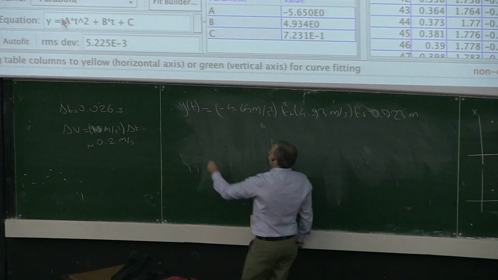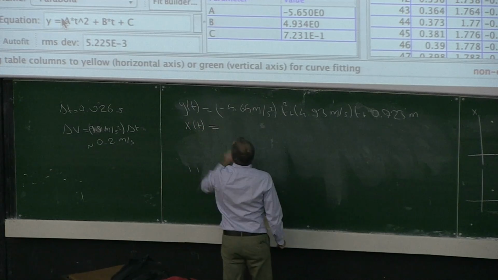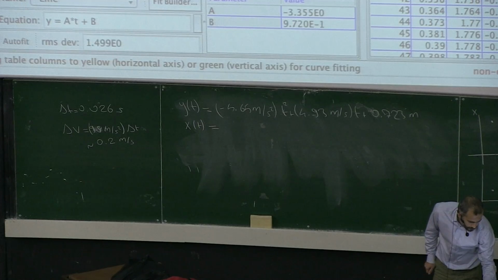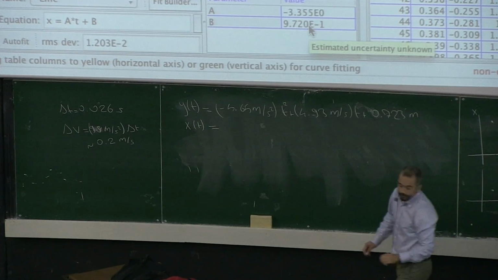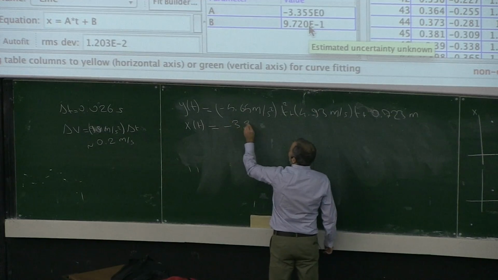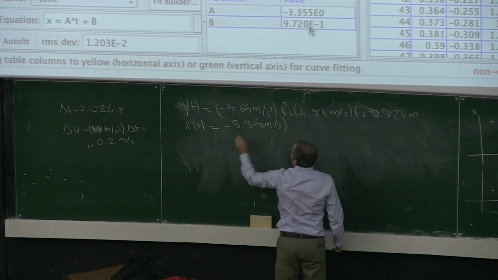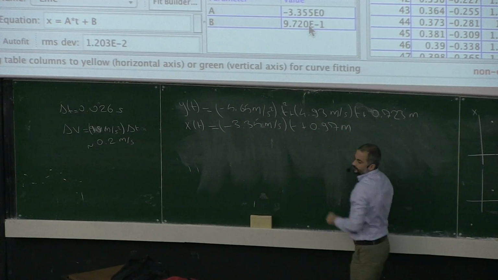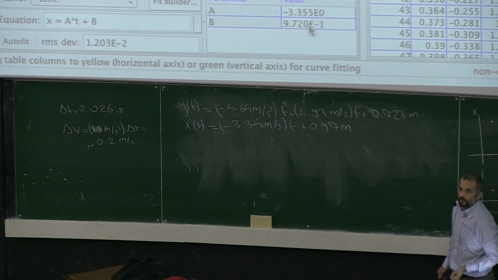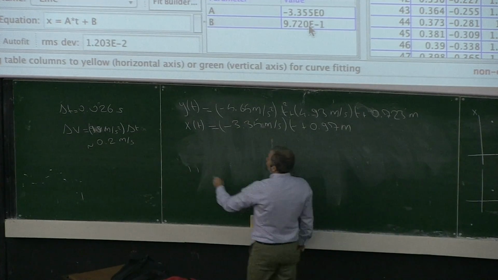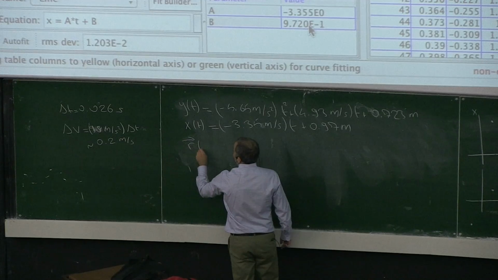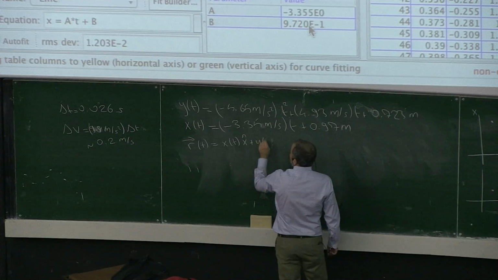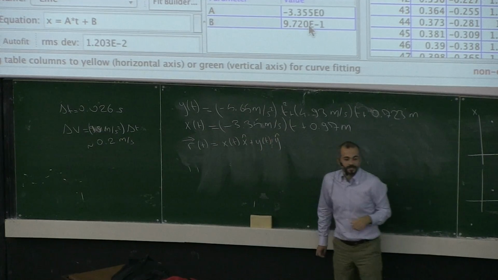The x coordinate should be equal to minus 3.35 meters per second times t plus 0.97 meters. So these are our x coordinates and y coordinates. If I want to write the radius vector, the position vector at the time t, this is x of t x hat plus y of t y hat, for any time t.